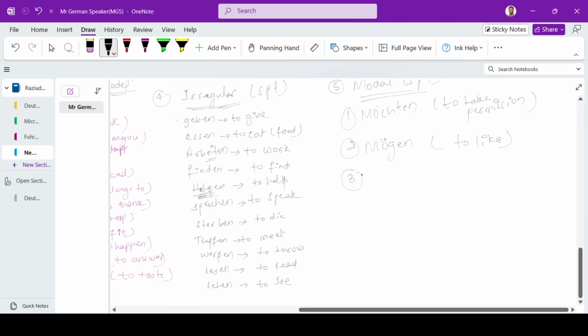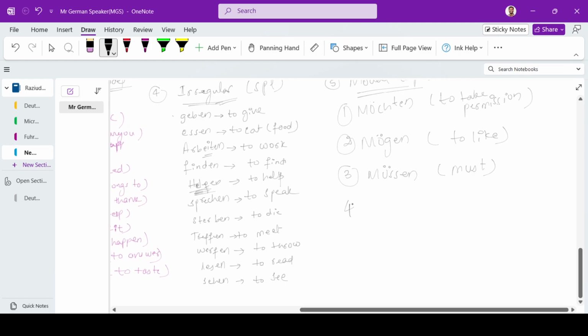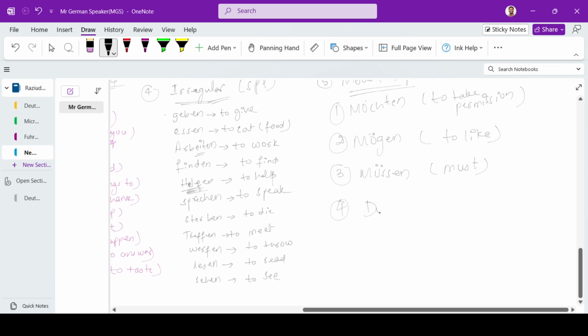Then we have möchten, mögen, müssen. Müssen is like must. Ich muss. I must. Okay. Then we have dürfen. Dürfen is to allow, or being allowed. That's called dürfen.